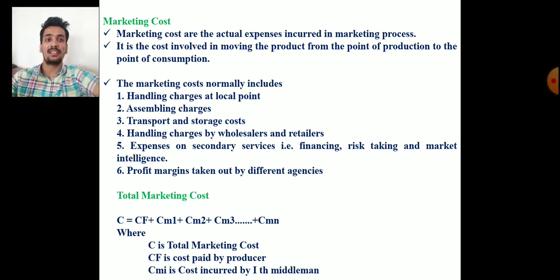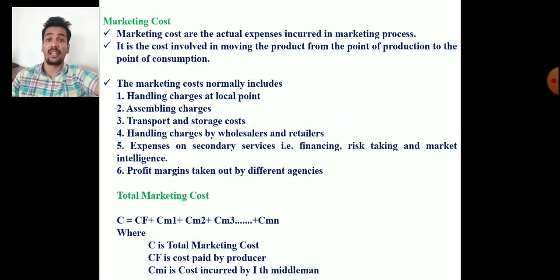Now there are different costs involved in the marketing cost. It may be handling charges at a local point, meaning handling charges at the field of the farmer or at the primary wholesaler or first middleman. It may be loading, unloading, labor charges, gunny bag charges, meaning packaging material, assembling charges, transport and storage costs, and handling charges by the wholesaler and retailer, meaning the second and third middlemen.